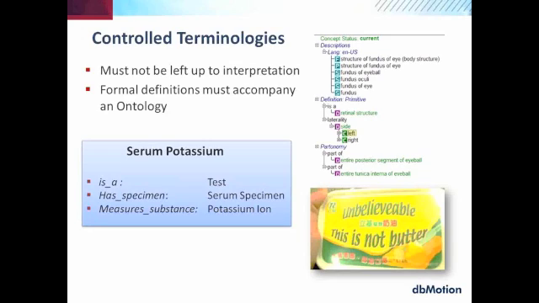Or if you look at the bottom left, we're talking about serum potassium, and there's a clear definition around it. It says it's a test. It comes from a specimen of serum, and it measures potassium ion. So there's no room for, is that a blood specimen? Are we measuring potassium in somebody's urine, something like that, sweat potassium?